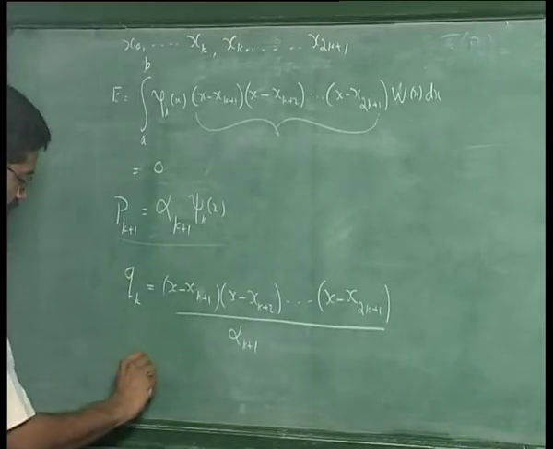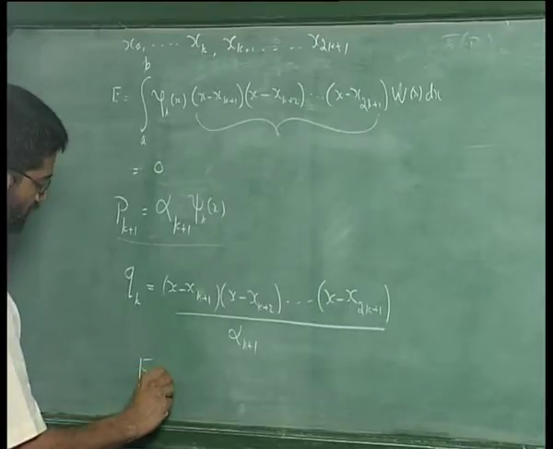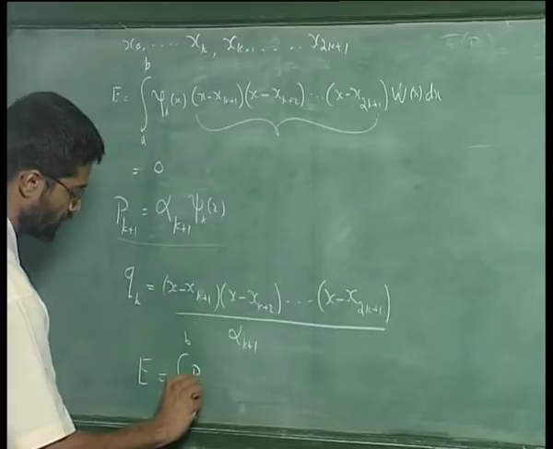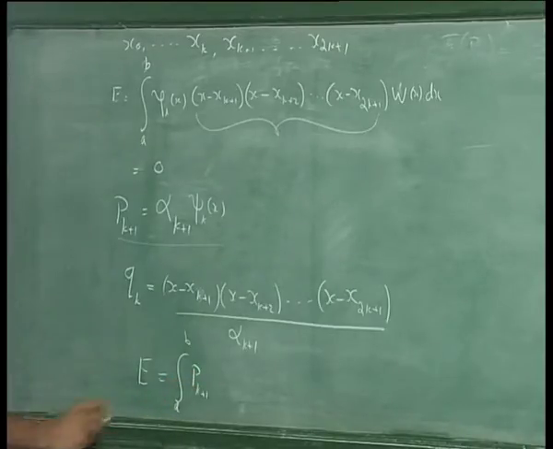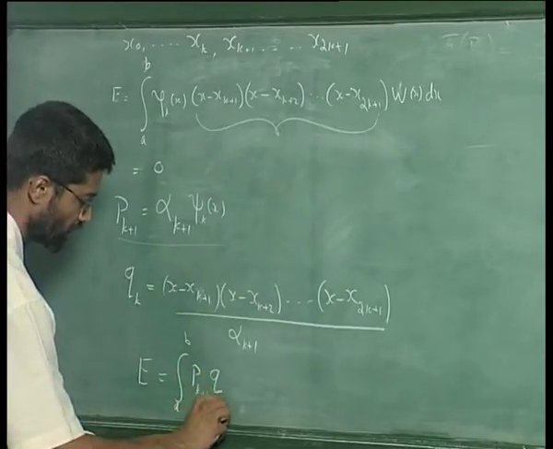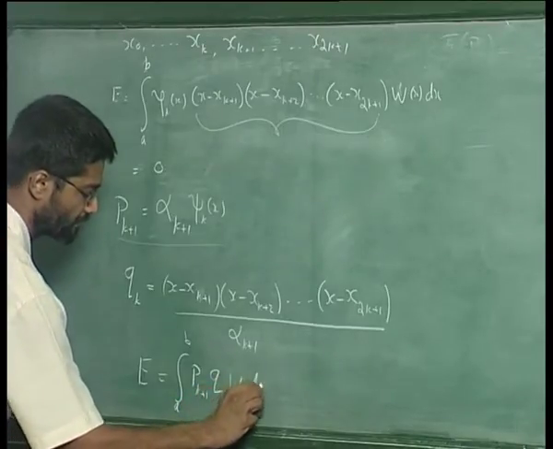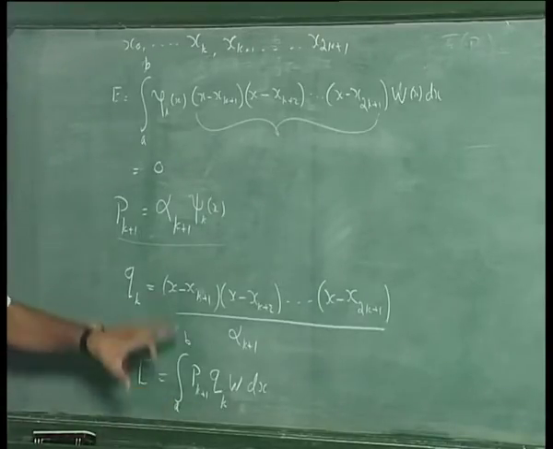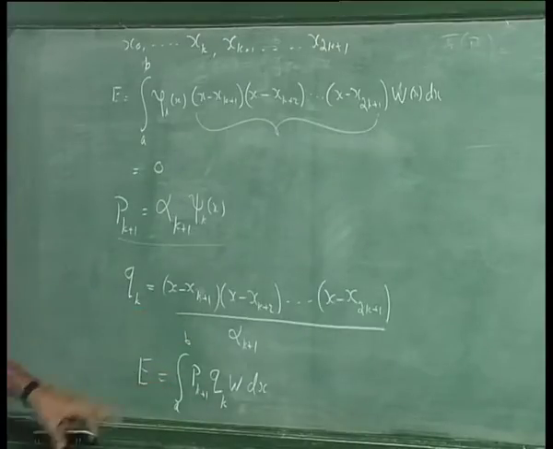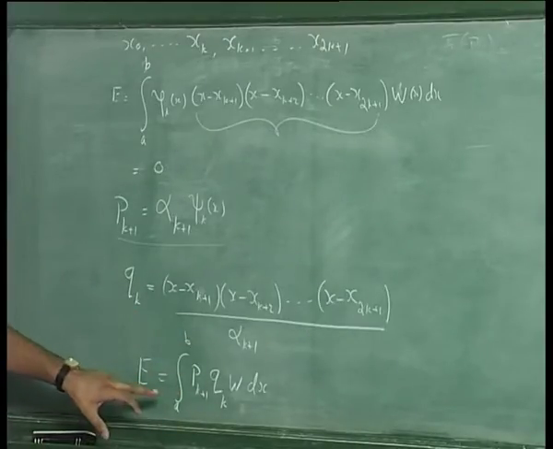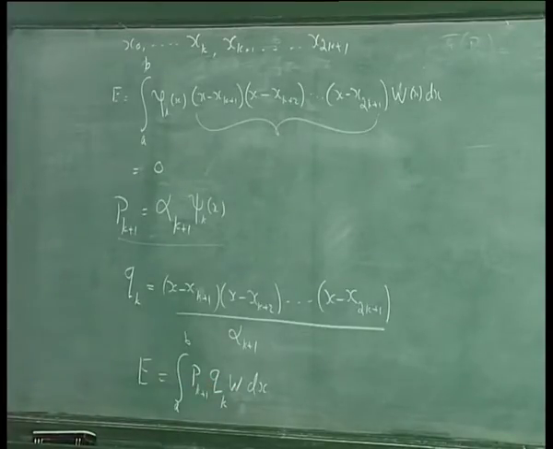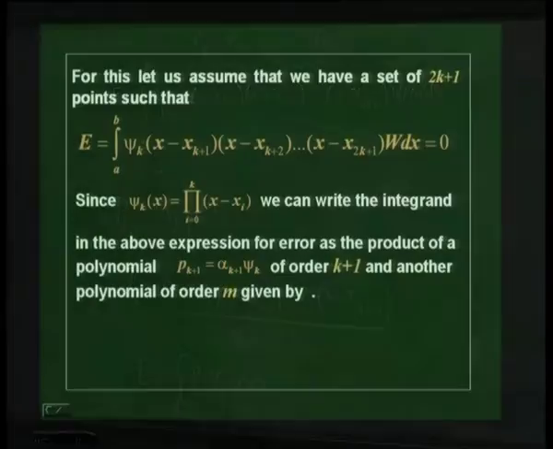And then I can write my error e such that it is the integral from a to b of p k plus 1 q k w dx. Okay, so, that is the construction. There is a polynomial p k plus 1, there is a polynomial q k, and I write the error as the integral from a to b of p k plus 1 q k w dx. So, that will be my error now.